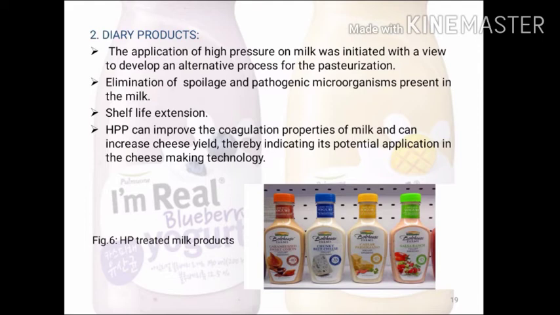This high pressure processing can improve the coagulation properties of milk and can increase the cheese yield, thereby indicating its potential applications in cheese making technology. In figure 6, it shows one of the high pressure treated milk products.